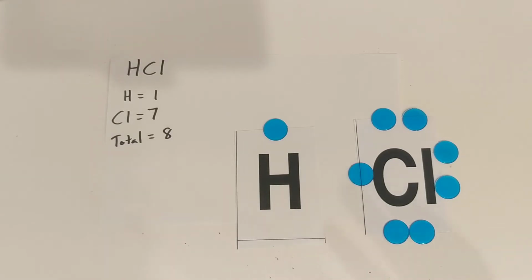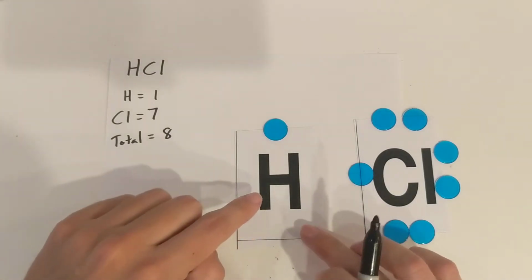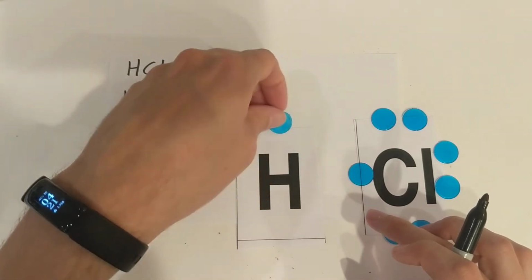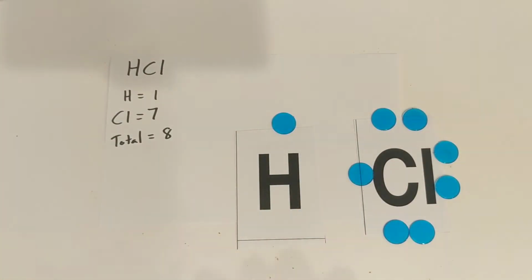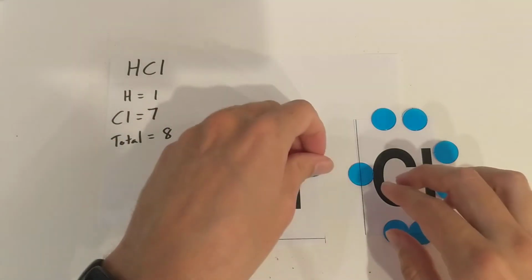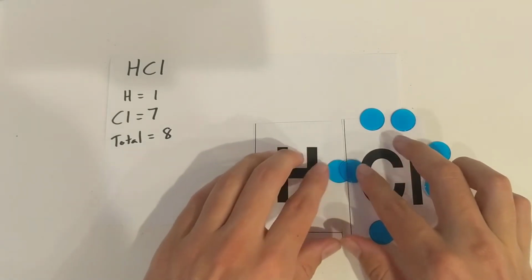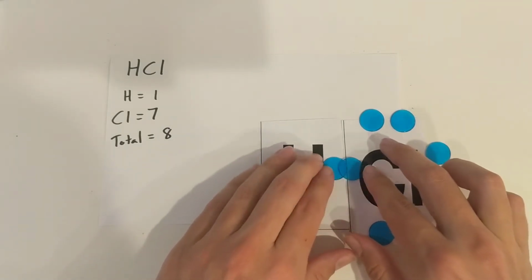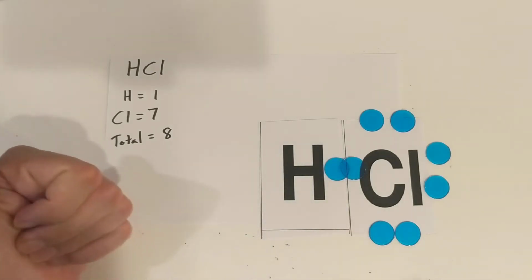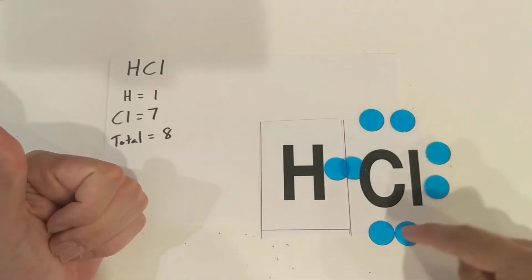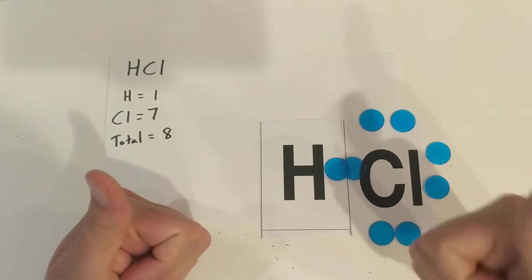So what's going to want to happen here is hydrogen wants to form a bond. It wants 2 valence electrons. Chlorine wants another one. So we are going to make a covalent bond right there. And if we count up our electrons around each atom, hydrogen has 2, so it's happy. Chlorine has 8, so it's happy. So 2 thumbs up there.